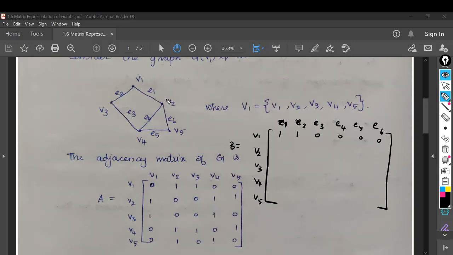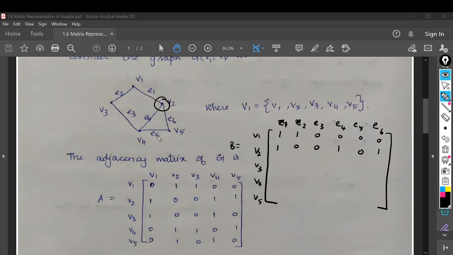Now let us go to V2. From V2, V2 is the end vertex for E1, so for E1 there is a 1. And it is for E4, so for E4 there is a 1, and it is also for E6. For E6 there is a 1. Okay, so these elements will be 0.